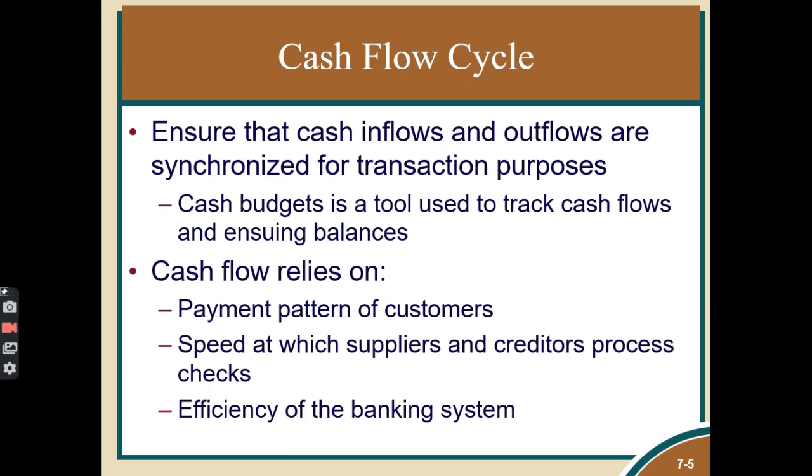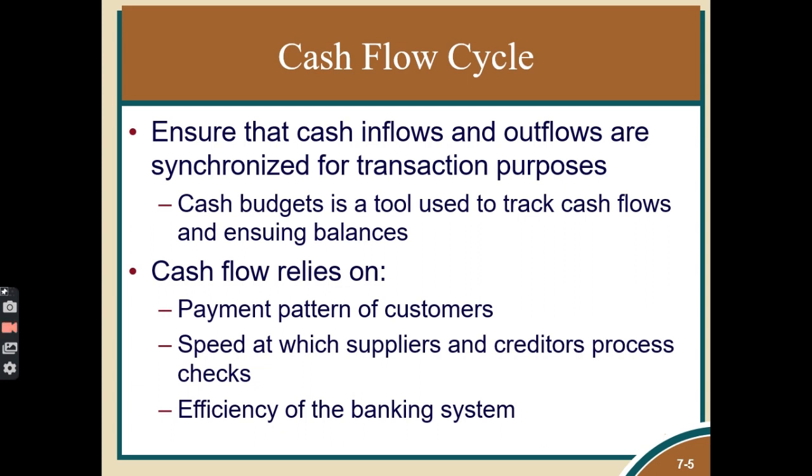Okay, cash flow also relies on payment pattern of customers, speed at which suppliers and creditors process checks, and efficiency of the banking system. So what are we trying to say here? It means that our cash budgets should also consider the external factors, or factors that are beyond the control of the business, such as first, payment patterns or our collections.